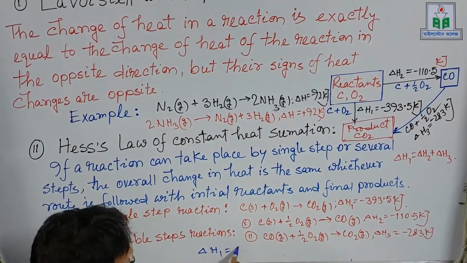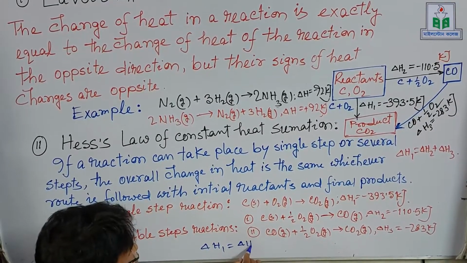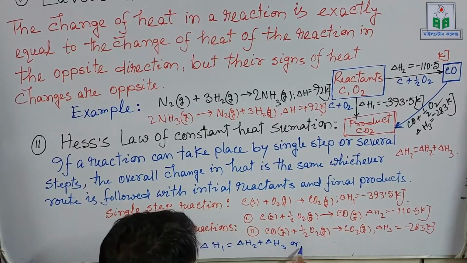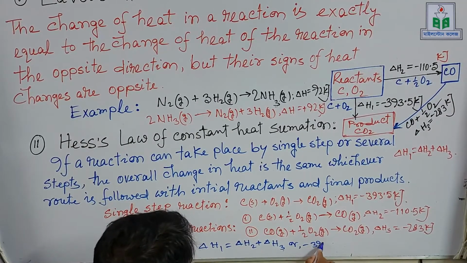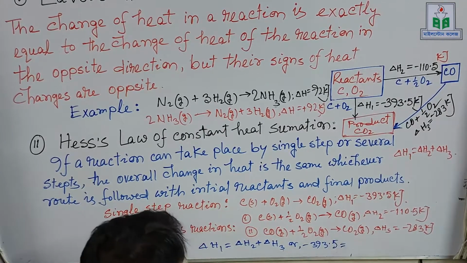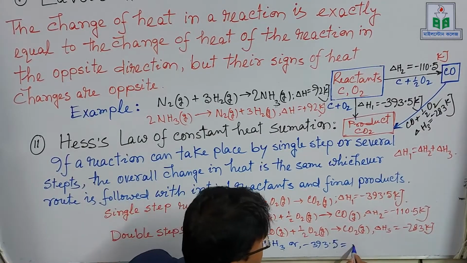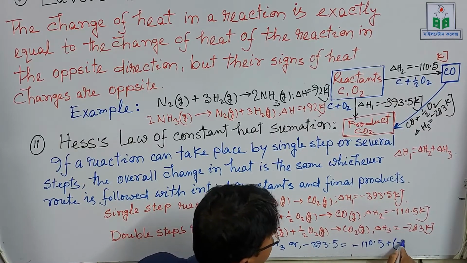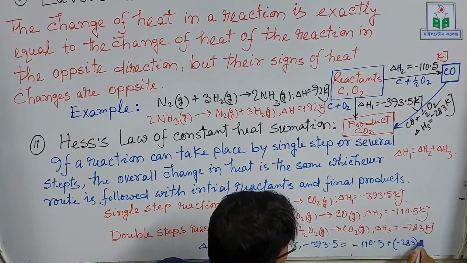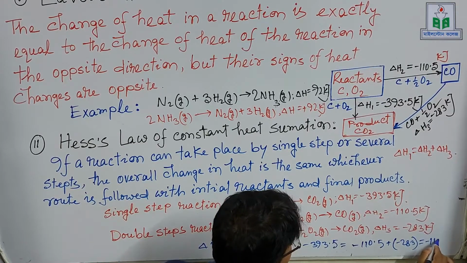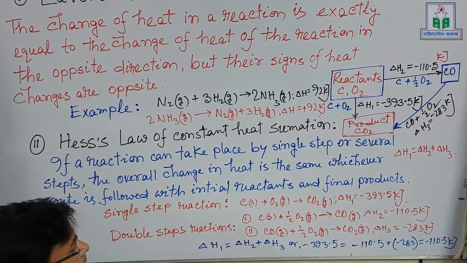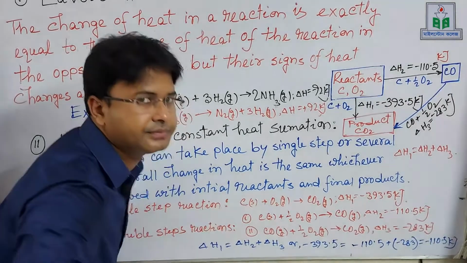Dear students, now if you write the values, delta H1 equals delta H2 plus delta H3, or minus 393.5 equals minus 110.5 plus minus 283. Actually, I would like to say that delta H1 equals delta H2 plus delta H3.